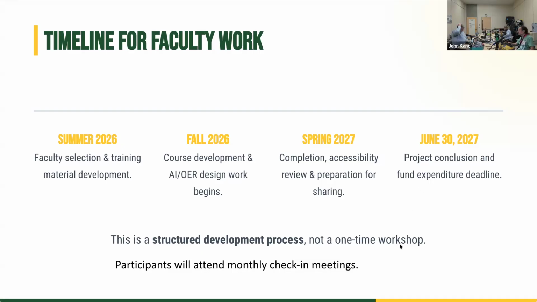And what we were talking about is having mandatory monthly check-in meetings, and we picked multiple times to make sure that everyone could attend them. And again, there's going to be workshops on all these things, and we're going to be here to work with you.